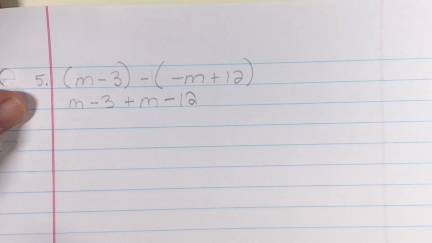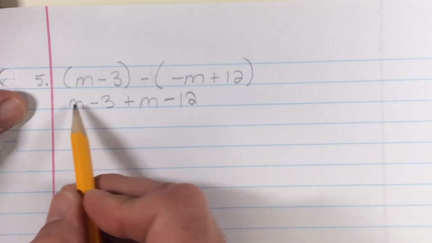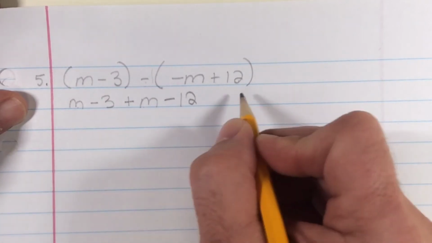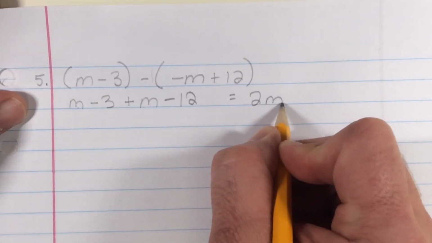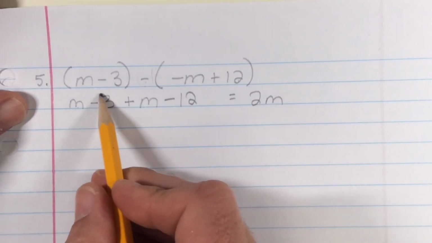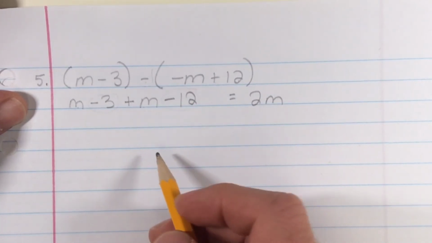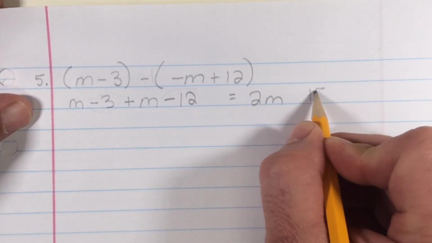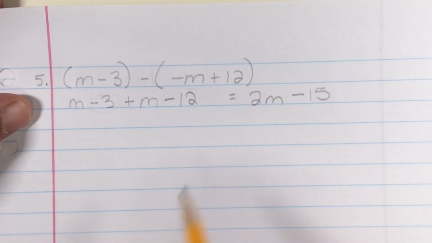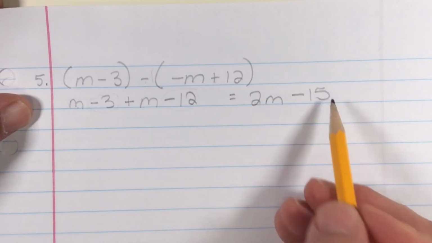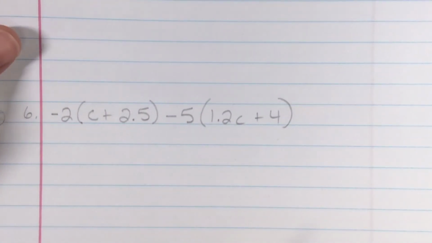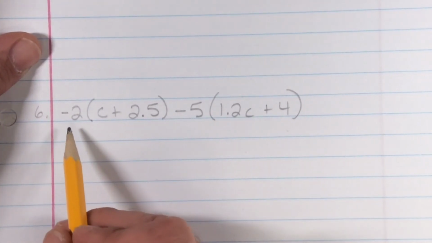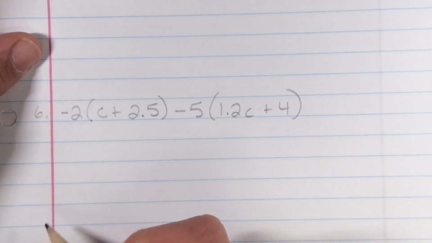Well, now I can combine my like terms. I have an M and another M, both positive M, so 1M plus 1M is 2M. And I have a negative 3 and a negative 12. Same sign, add and keep. So I get 15, and it's a negative 15. So 2M minus 15. The next problem, it's got some decimals in it. Don't be afraid. But both of them have something to distribute this time.